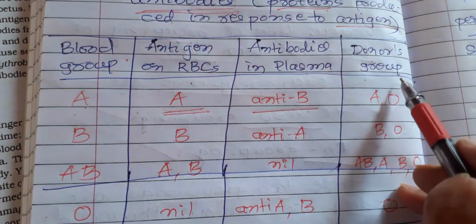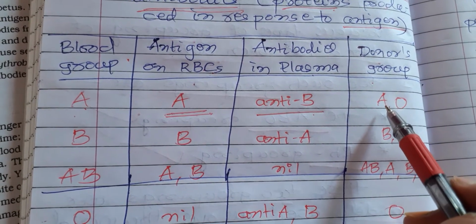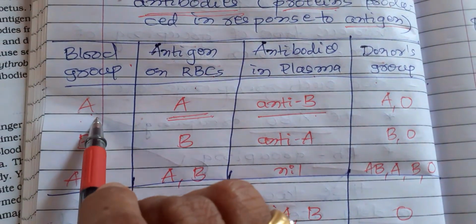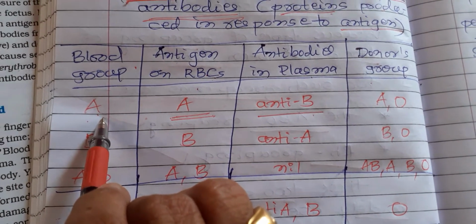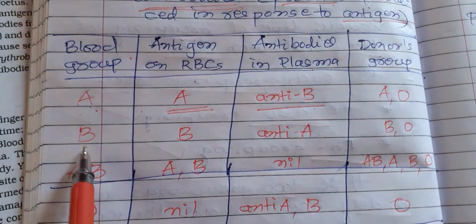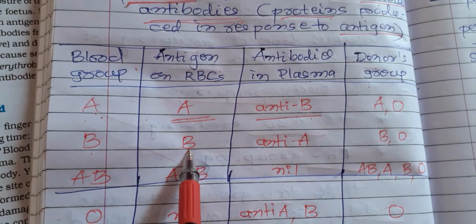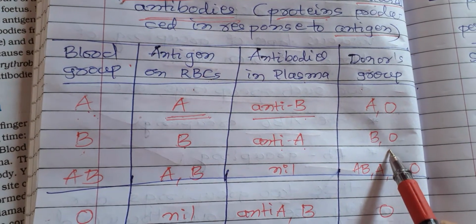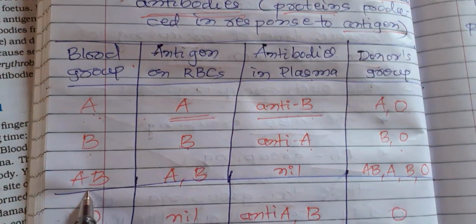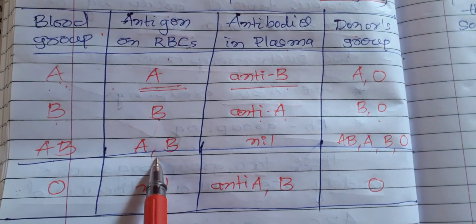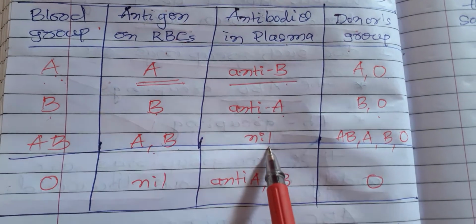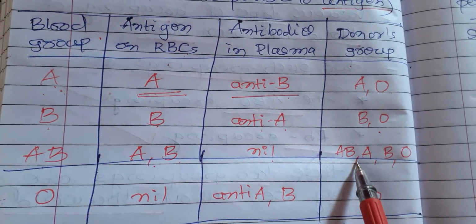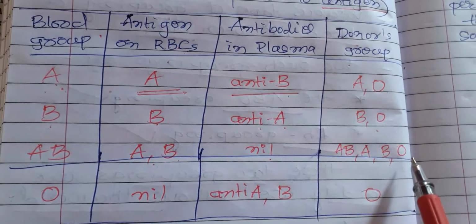And the donors group, that means the A blood group and O blood group can donate blood to the individual having blood group A. Blood group B contains antigen B on the RBC surface and antibody A in the plasma, and donors are B and O. Next is AB blood group, and the antigens present are A and B, and antibodies present in the plasma are nil. The donors group are AB, A, B and O.